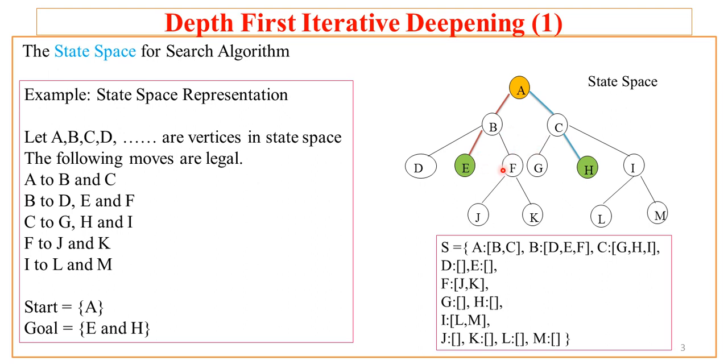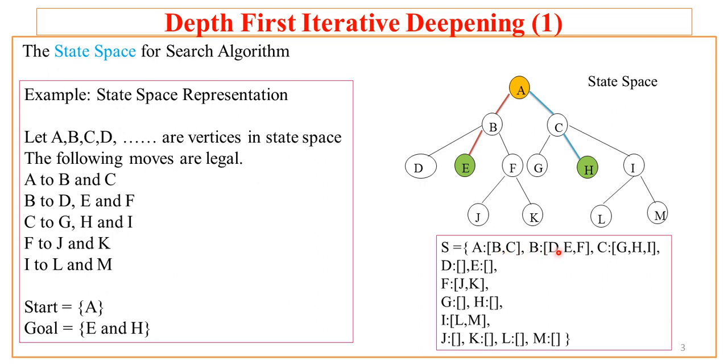Now this state space is represented using a state space list or set, wherein the state space is represented as a dictionary, and a dictionary is nothing but key value pairs. So A is the node and that is the key, and B, C is the value for the node A. This B and C represent the immediate successors of A, and these immediate successors of A are nothing but the child nodes of A. So this way the state space is represented.